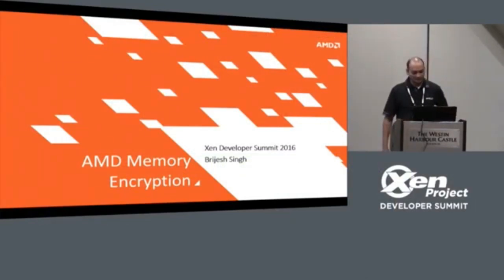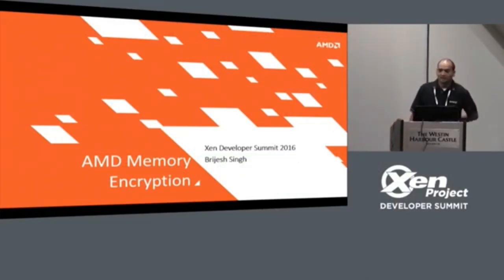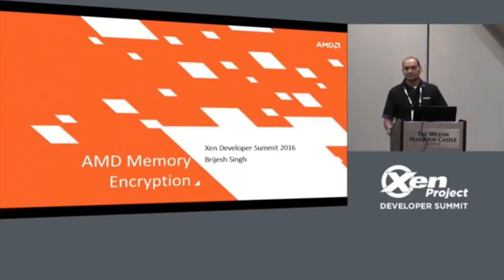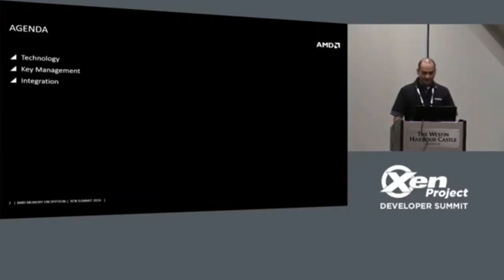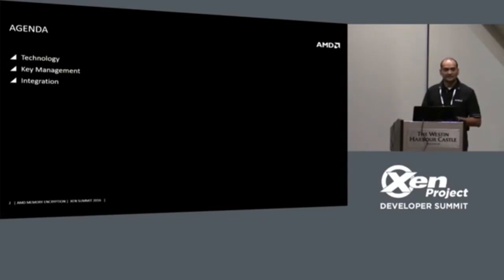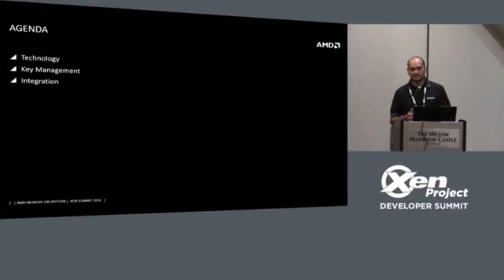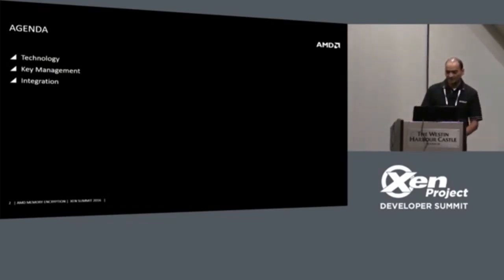Recently, I've been working on this memory encryption technology. This technology is not available in current products, but it will be available in future products. Today, I'm here to talk about what this technology is. And since this is memory encryption, there is some key management involved. We'll talk a little bit about what the key management means, and then some integration efforts, what it will take to integrate it in the Xen hypervisor.